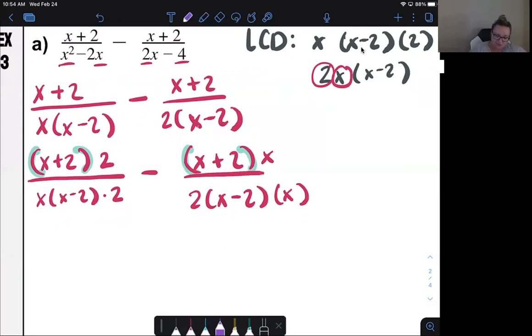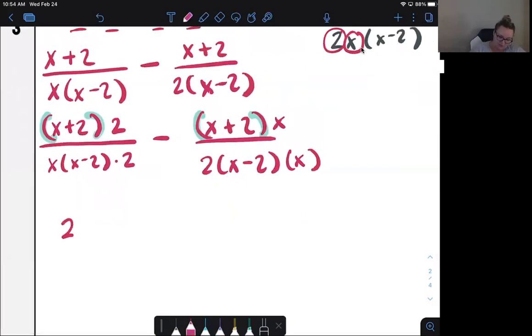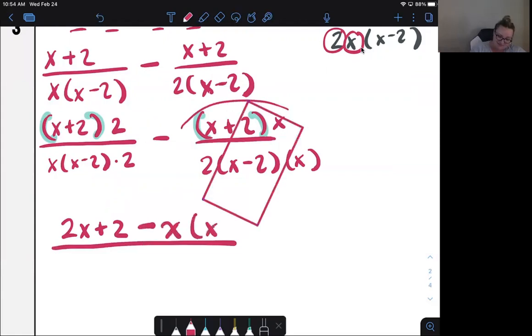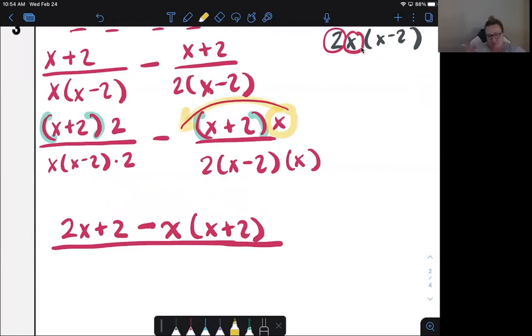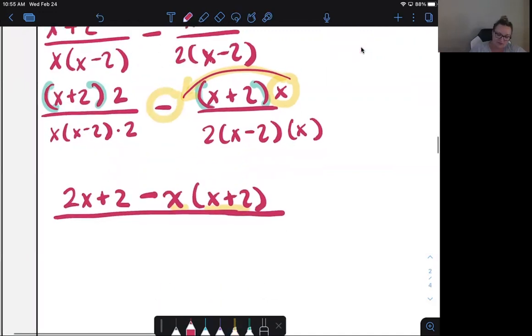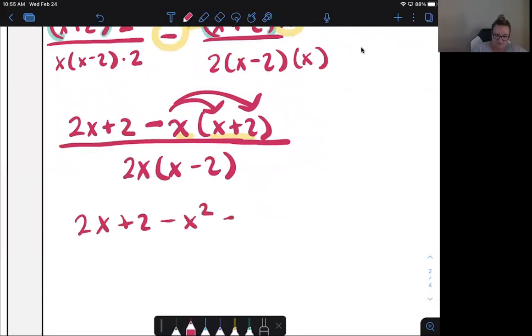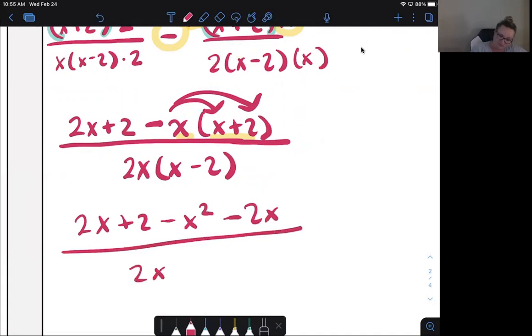So let's do this. So we're going to have 2 times x plus 2, which is 2x plus 2. But for the second part of this fraction here, we're subtracting it. So we're going to have minus x times x plus 2. And all I did was I brought that x to the front because order doesn't matter with multiplication. So x plus 2 times x is the same thing as x times x plus 2. And then I kept that negative in front of it. Then our denominator is 2 times x minus 2 times x, which is 2x times x minus 2. So this time we have to distribute this negative x. So we're going to have 2x plus 2 minus x squared minus 2x all over 2x times x minus 2.